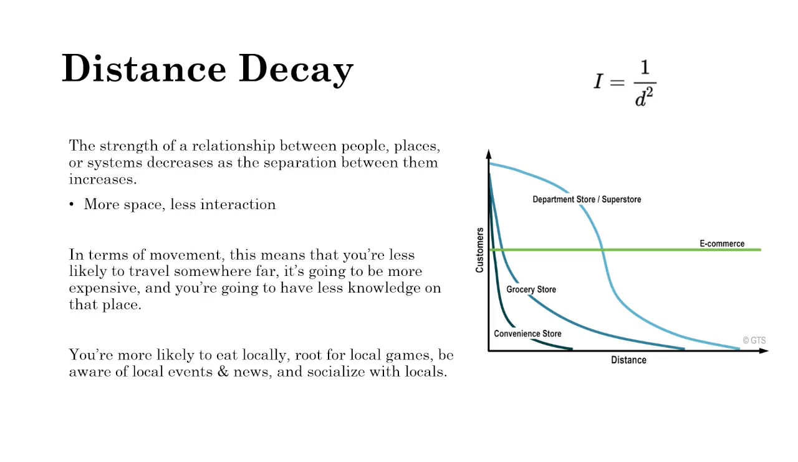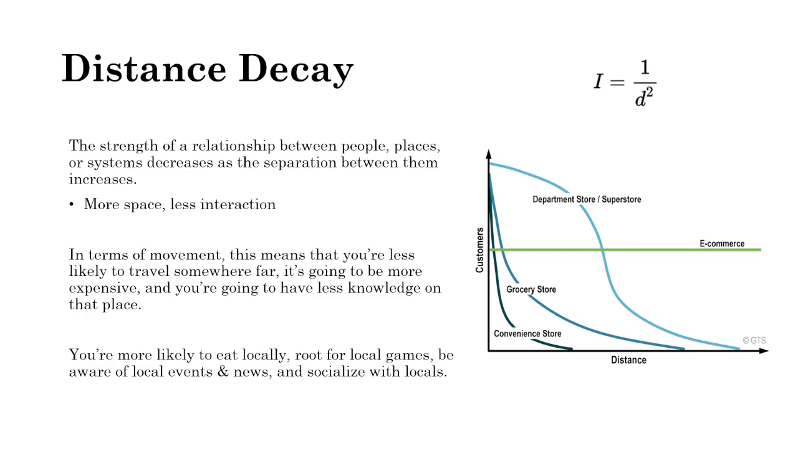So distance decay. What is distance decay? Distance decay says the further away you get from somewhere, the less likely you are to interact with it. So if I lived in Massachusetts, I'm close to New York. I'm more likely to interact with New York than Florida. There you go. That's distance decay.